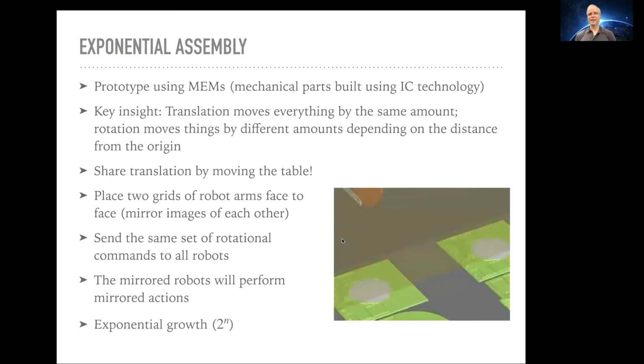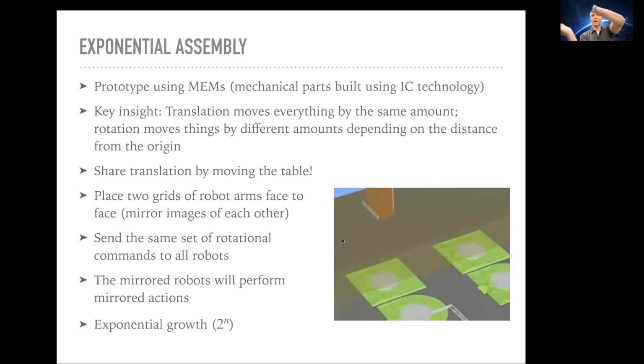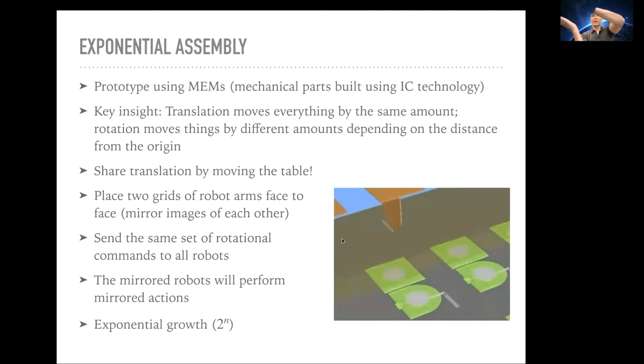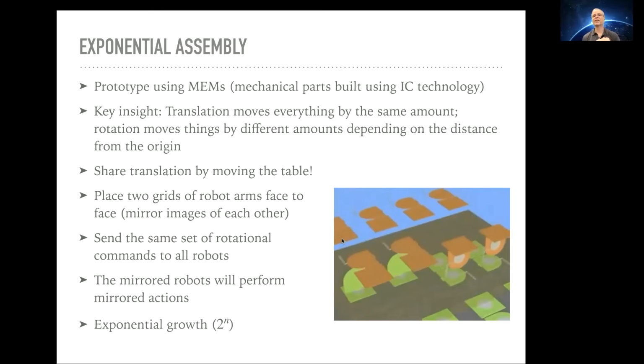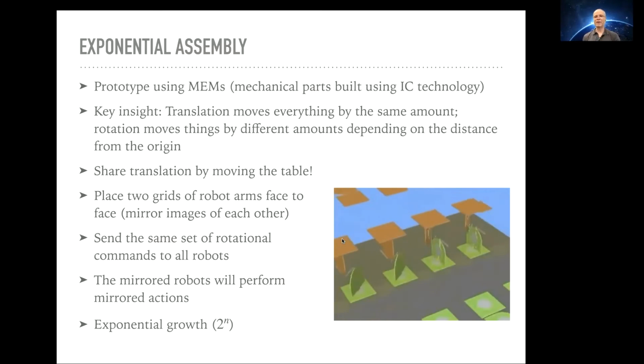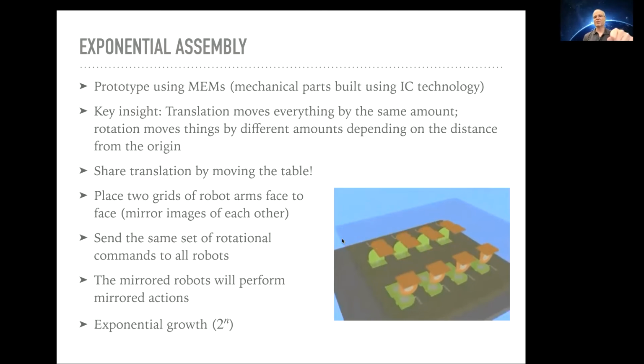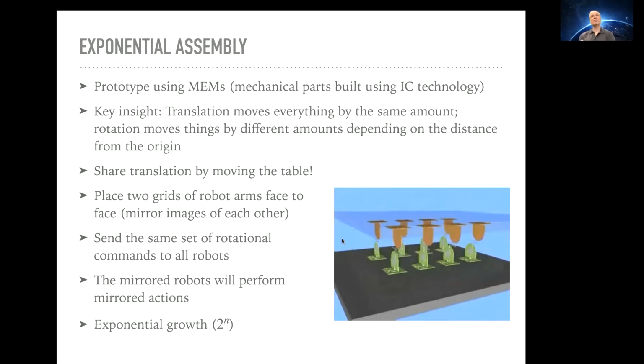After that, we then take two wafers of rotopods and set them up over each other. And they're mirror images. So the same set of commands is sent to all the rotopods for rotation, but the table itself provides the translation. And so now you get a doubling. Every time you run through the process, you start with 2, then 4, then 8, then 16, and it exponentially increases the number of rotopods. Okay. After that, you have a whole wafer of rotopods. You only have to assemble one by hand.